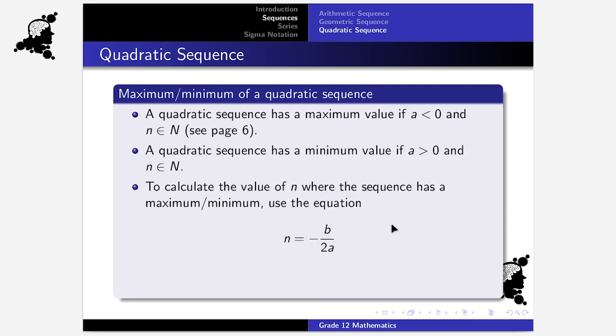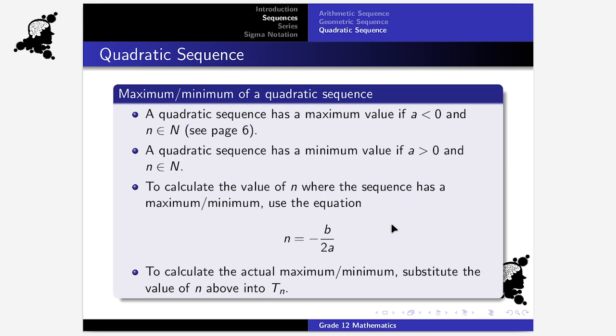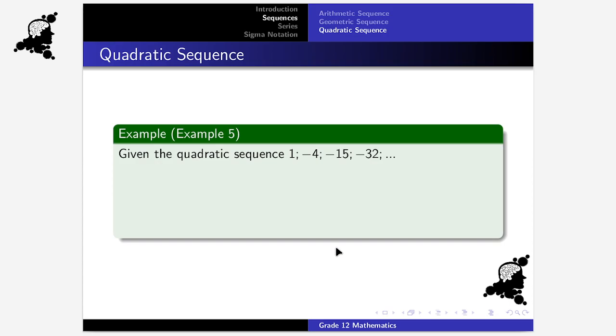Now, for those of you who would prefer completing the square, you can complete the square and then take the value of q as your maximum or minimum. To get the actual maximum, you have to substitute the value of n back into Tn, because remember, the calculation that we did up here only told us the value at which we can find the maximum or the minimum. It only gave us the value of n, the position where a maximum or minimum might potentially exist. It does not tell us what the maximum or minimum actually is.